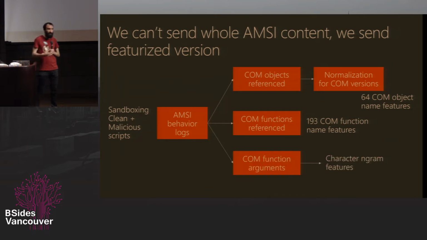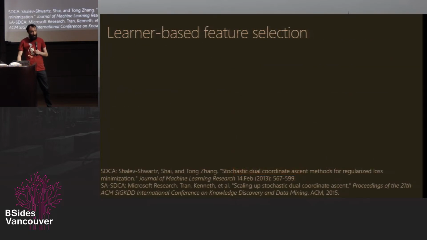And then in order to describe the function arguments in the behavior logs, we do a character n-gram description of the content. So we take character 4-grams, 5-grams, 6-grams, 8-grams, 12-grams, and we consider all those as potential feature candidates. And I'll show you what these features look like in a minute.